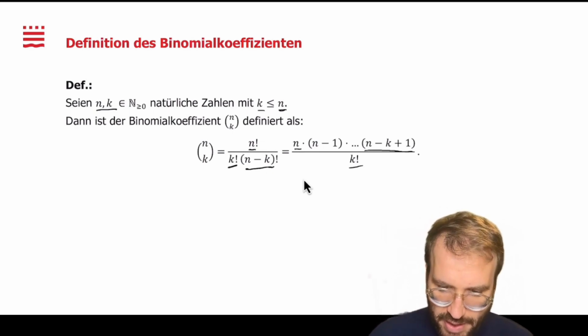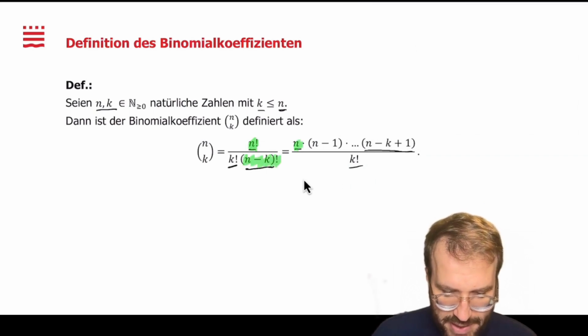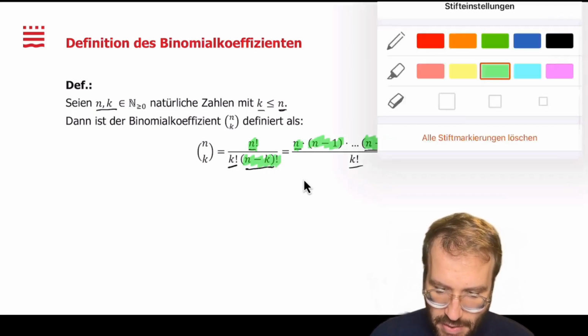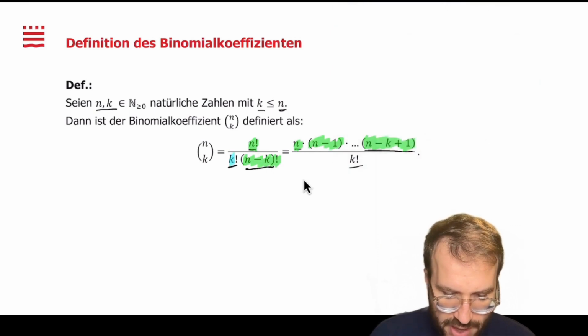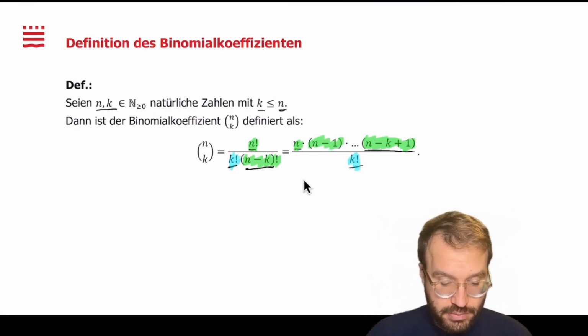So just to clarify, this n factorial divided by n minus k factorial is basically n times n minus 1 down to n minus k plus 1. That's this part. And this k factorial part is then this part here. Alright?